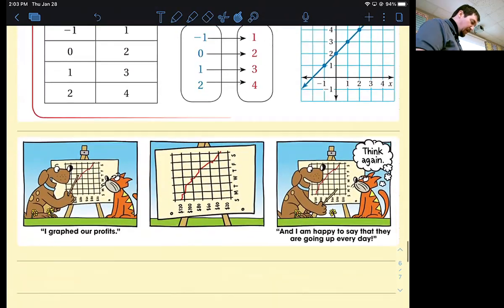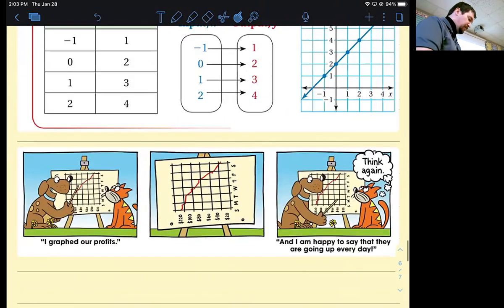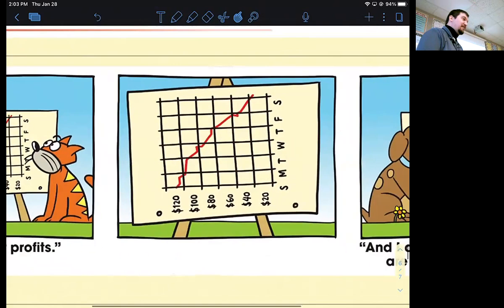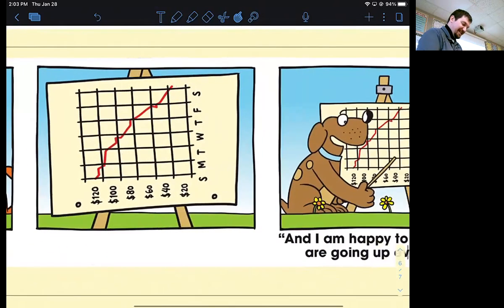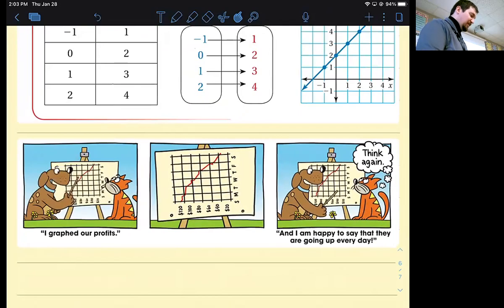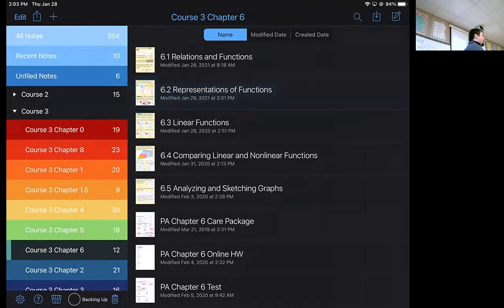And then I had this funny little comic strip on here. It's not that funny, but you've got the little dog here says, "I graphed our profits. Looks like they're increasing, right?" Until you realize it's sideways, and what's happening to their profits? Yeah, and I'm happy to say that they are going up every day. And the cat says, "You are done." Well. Something like that. Cats would be like that. You're right. All right.